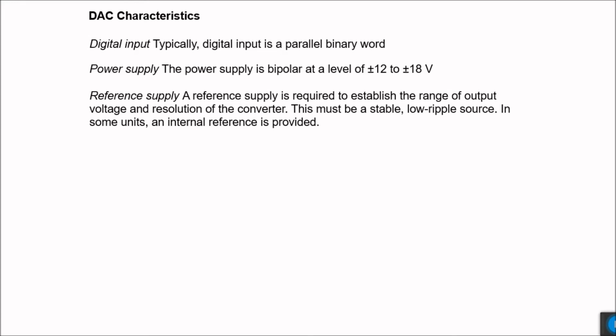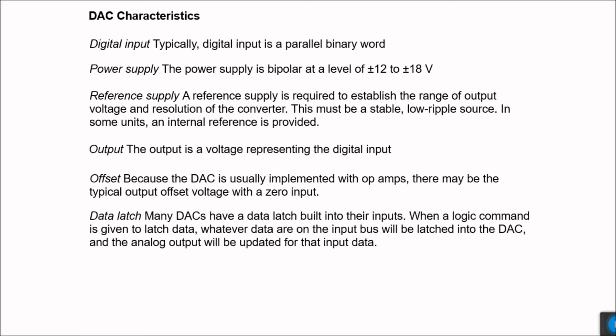In some cases, the power supply is used as the reference supply, but in many cases, the user is given the liberty to choose the reference himself, and that reference can be a different value within the range of that power supply. But that reference must be a very stable and low ripple source. There is an output that is an analog output, and that analog output is representing the digital input.